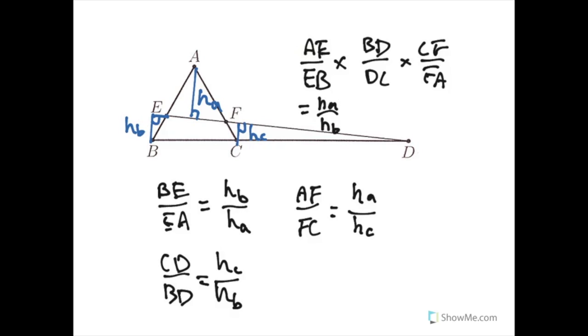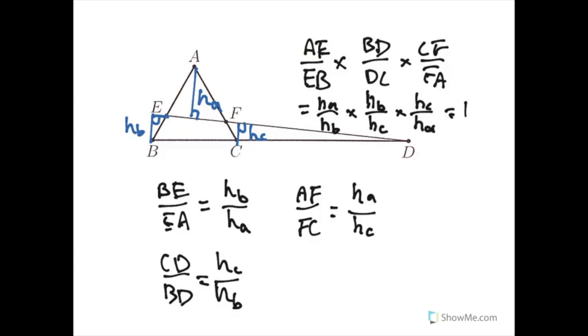h_a over h_b times h_b over h_c times h_c over h_a. And this down here is obviously equal to 1. And therefore we have proven Menelaus' theorem.